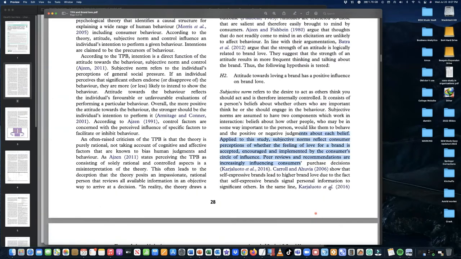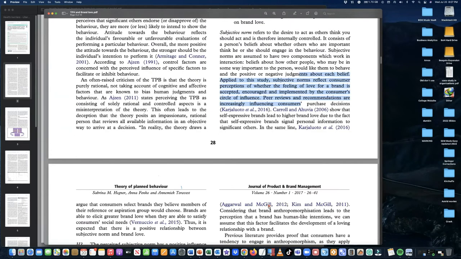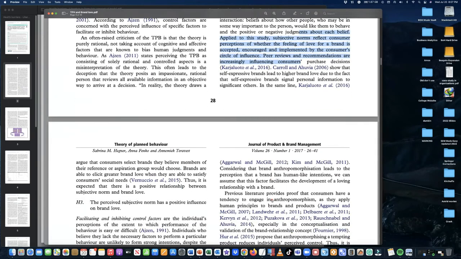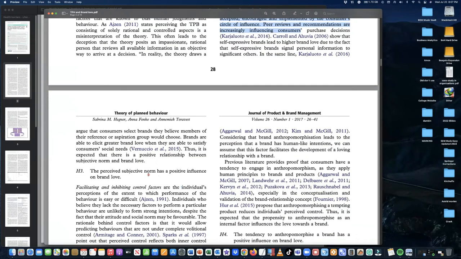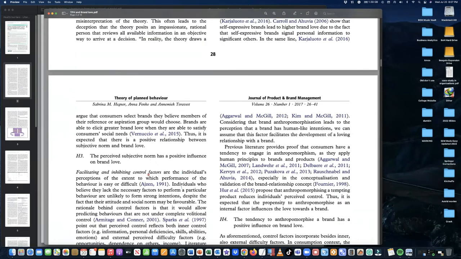We are conceptualizing. Carroll and Ahuvia showed that self-expressive brands lead to a higher brand love due to the fact that self-expressive brands signal personal information to significant others. In the same line, Karjaluoto et al. argue that consumers select brands they believe members of their reference or aspirational group choose. Brands that are able to elicit greater brand love are able to satisfy consumer social needs. Subjective social norm has a potential in brand love.